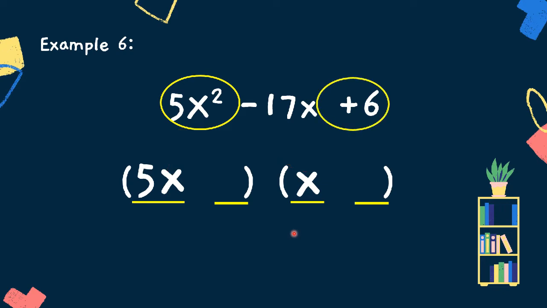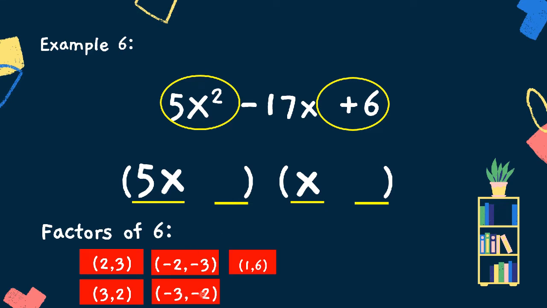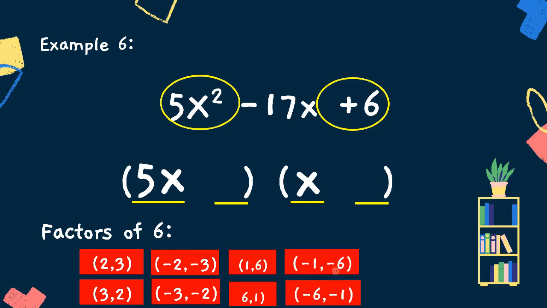Next step, look at your third term, which is positive 6. Look for the factors of positive 6. So we have 2 and 3. Also, we have to swap the placement of the two factors, so we can have 3 and 2. We also have negative 2 and negative 3, negative 3 and negative 2, 1 and 6, 6 and 1, negative 6 and negative 1, and negative 1 and negative 6.